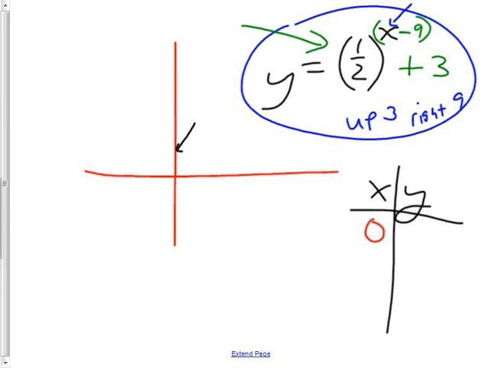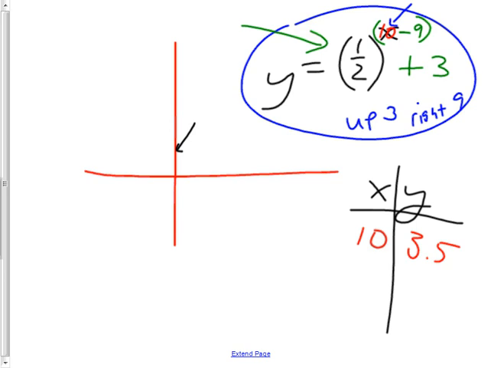What's something else I could put in here? 10. 10 works nice. 10 minus 9 is 1. 1/2 to the 1 is 1/2. 3 plus a half is 3.5. So I put in 10, and I get 3.5. I can graph that. Over 10, up 3.5. That's easy. So choose wisely, and your points aren't that hard. Choose just random numbers, and it can be really hard.